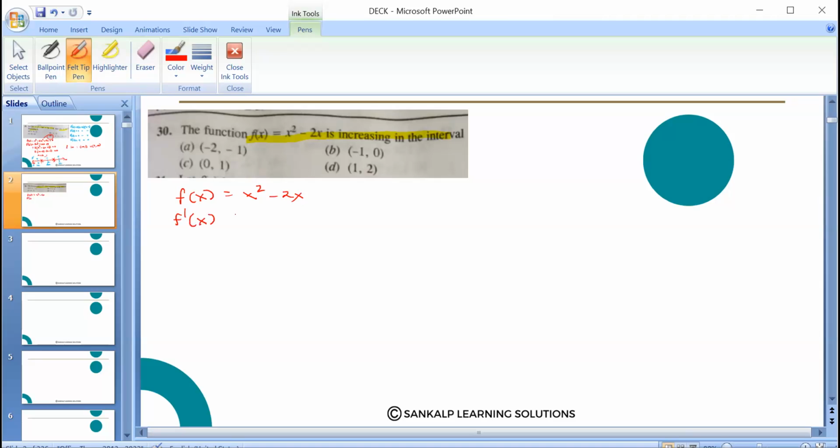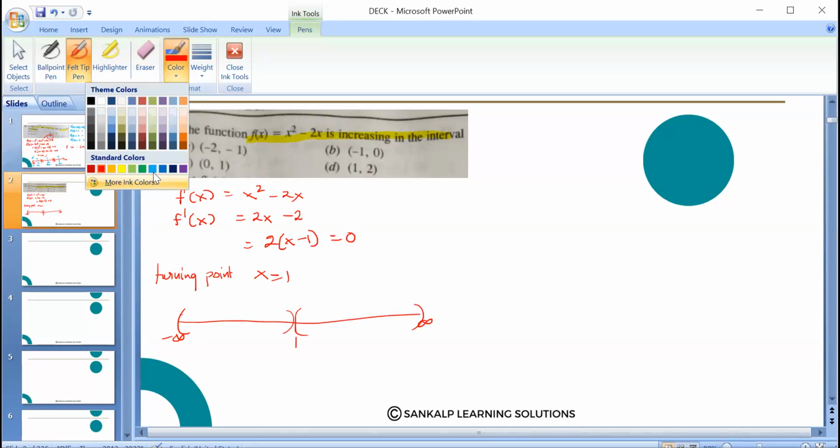Find the derivative, that is 2x minus 2. Take 2 common, x minus 1, and make it equal to 0. So x equal to 1 is the turning point. On the number line, you have to write this turning point 1. Go from minus infinity to infinity by making intervals.